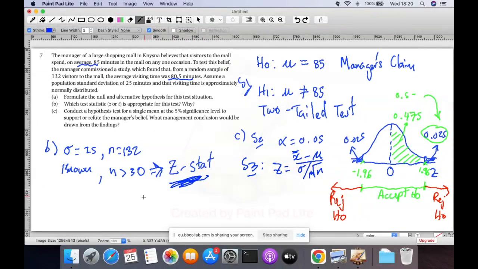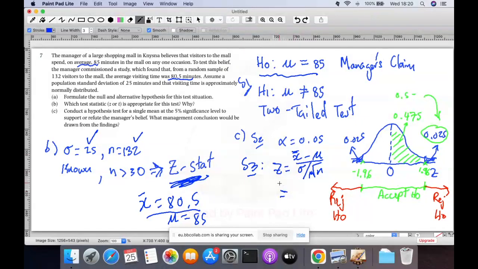So that's your X bar. I'm just going to put a note here. Your X bar is equal to 80.5. So now we have X bar. Your mu is what's declared in your null hypothesis here, so your mu is 85. Mu equals 85. And your sigma, as we know, is given, it's 25. Your n is 132. So you plug all the values into this formula, right?